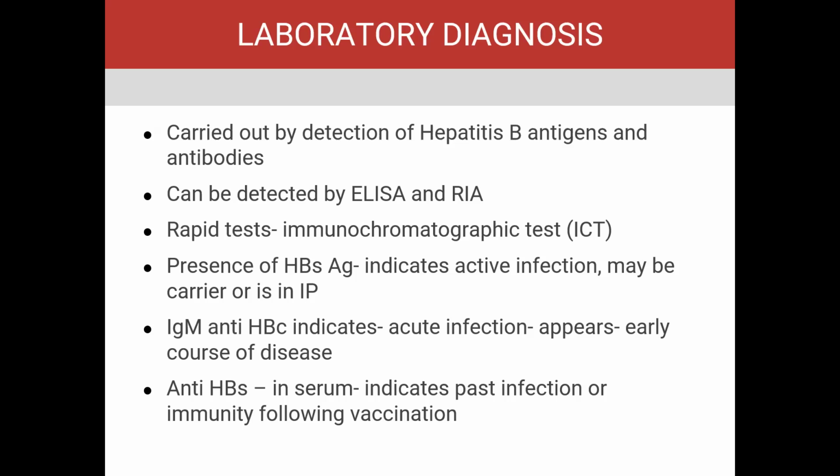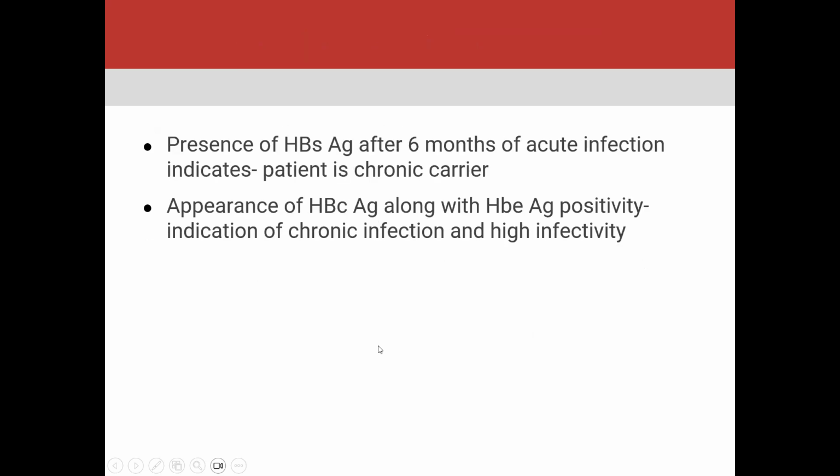Anti-HBs is formed in the serum, which means this antibody is found in the serum. It indicates a past infection, or immunity developed after vaccination. After vaccination also, this anti-HBs antibody is formed.